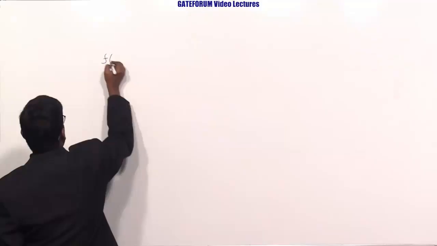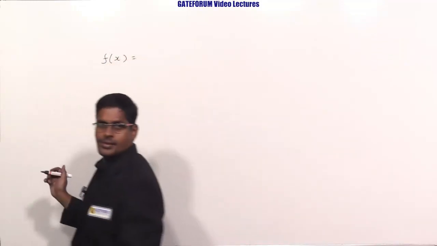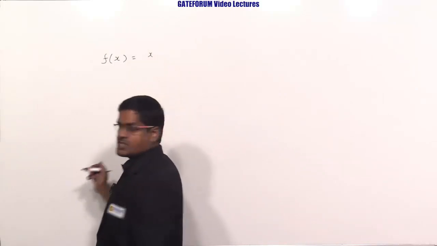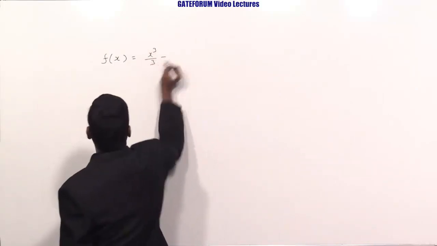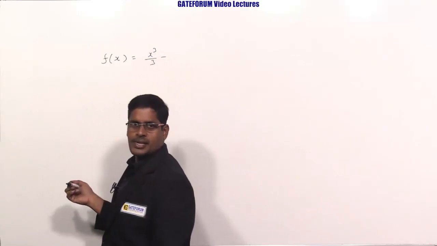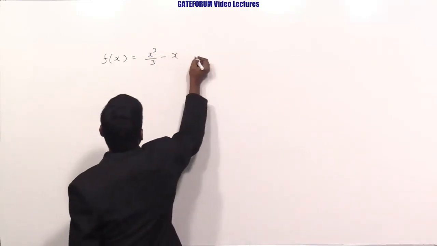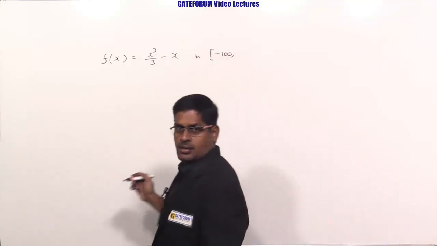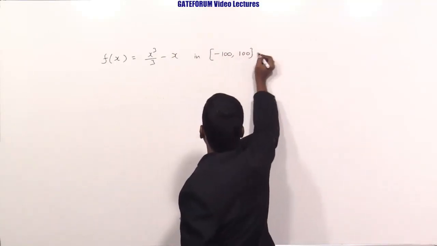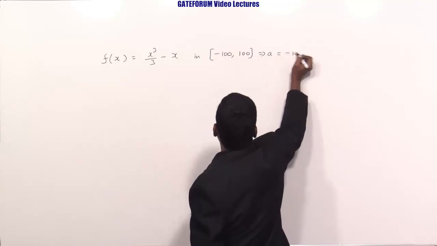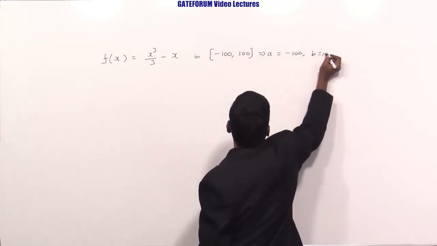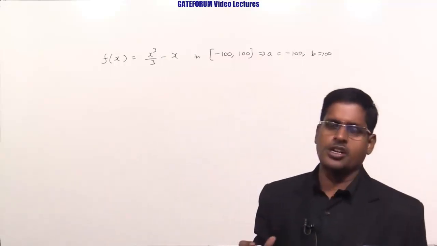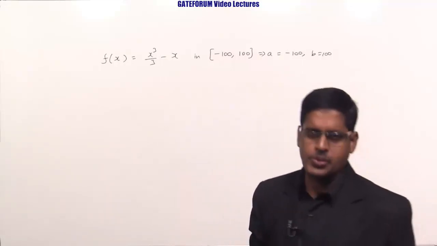so f of x is given as x cube by 3 minus x, defined in the closed interval minus 100 comma 100. So that means a value is minus 100, b value is 100. This is actually absolute or global maxima minima. Whenever maxima minima is related to a closed interval, that is called the absolute or global maxima minima procedure.